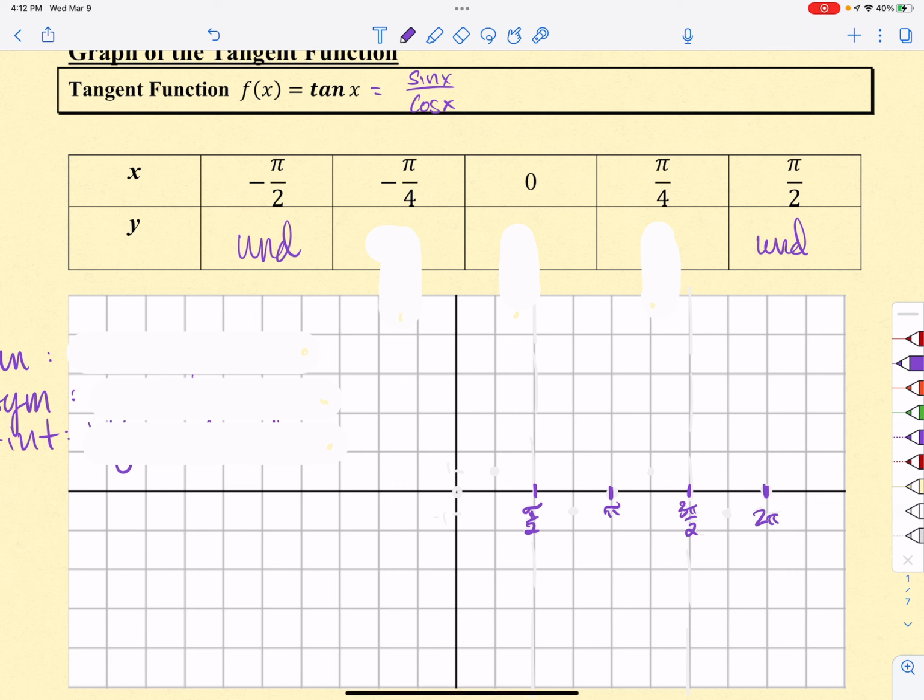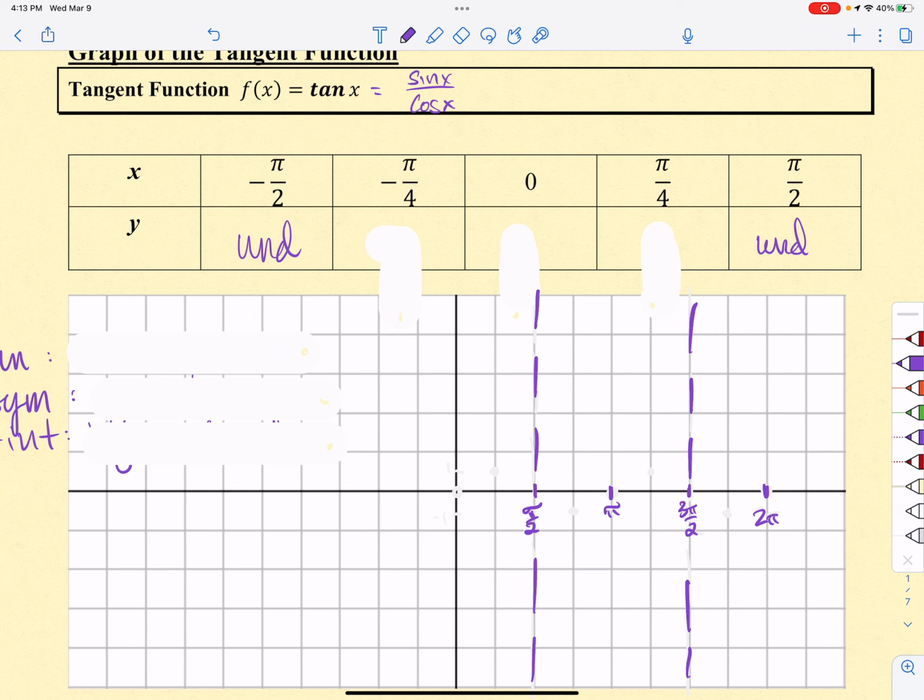And so if you're looking at your unit circle, you see that at pi over 2, cosine is 0. So the whole entire tangent then is undefined. And at 3 pi over 2, the same thing occurs. All right, now let's look at some other coordinates. Still looking at your unit circle. What is the tangent at 0?